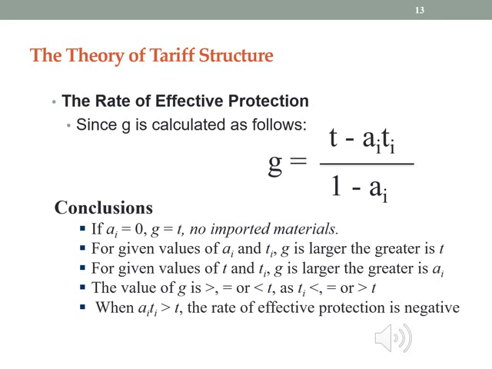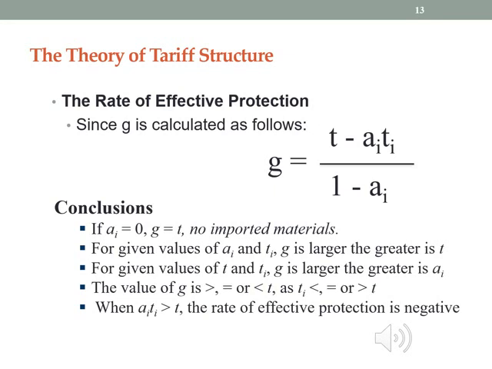Second, for given values of AI and TI, meaning for constant AI and TI, the effective rate of protection, G, would be larger the greater is the value of the nominal tariff rate on the final commodity, T. Third, for given values of T and TI, the effective rate of protection, G, would be larger the greater is the value of AI. The greater value of AI means that maybe the value of the imported materials, which is the numerator of AI, is greater.